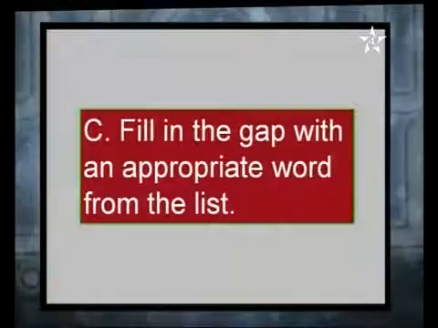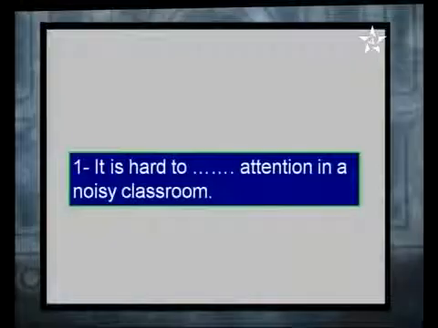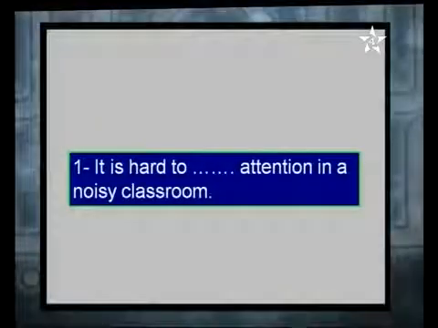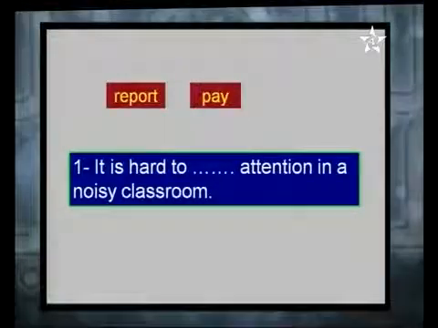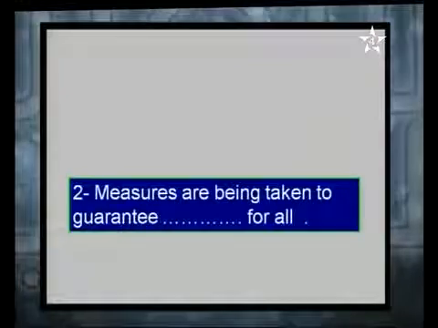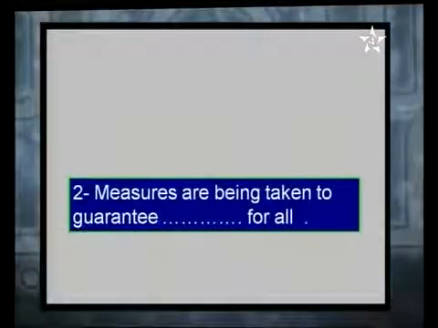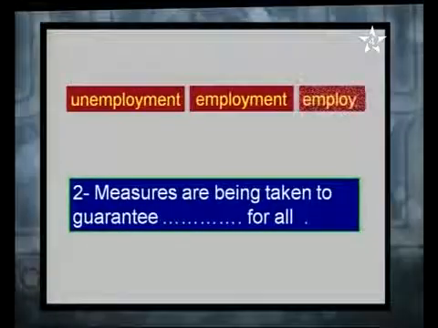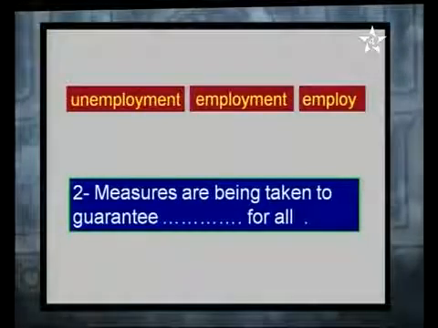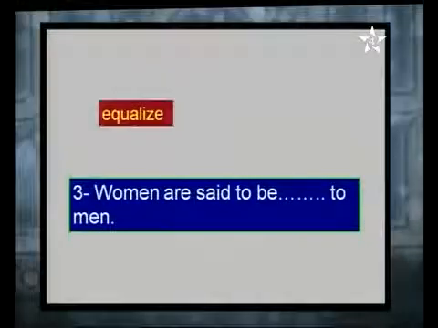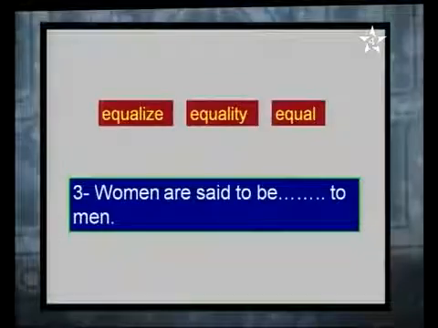C. Fill in the gap with an appropriate word from the list. Sentence 1. It's hard to, it's difficult to, attention in a noisy classroom. So it's hard to report, pay, or lose attention in a noisy classroom. Number 2, measures are being taken to guarantee unemployment, employment, or employee for all. Number 3, women are said to be equalize, equality, or equal to men.